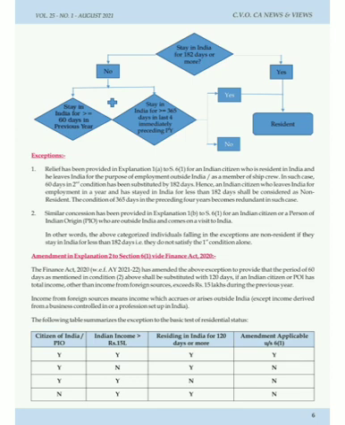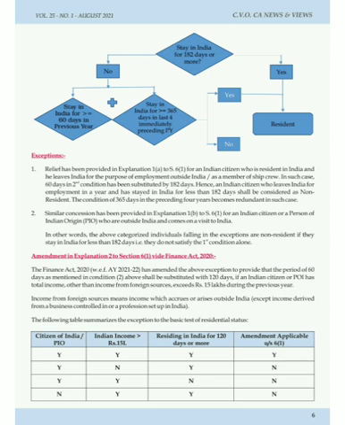Similar concession has been provided in Explanation 1B to S.6(1) for an Indian citizen or a person of Indian origin, PIO, who is outside India and comes on a visit to India. In other words, the above categorized individuals falling in the exceptions are non-resident if they stay in India for less than 182 days, i.e. they do not satisfy the first condition alone.